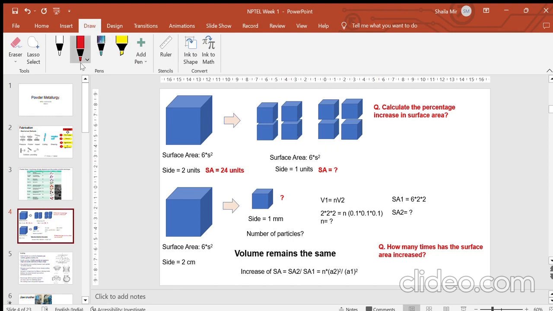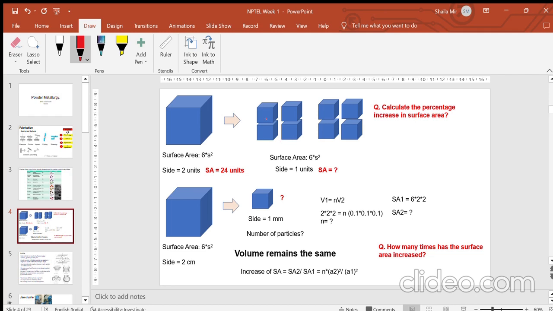We'll try to solve this question where you are asked to calculate the surface area first for this cube. So it will be 6 times the side square. So you will attain a surface area of 24 units for a cube which is having the side of 2 units, right?